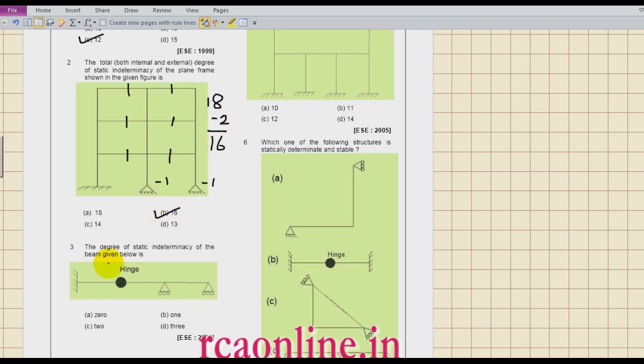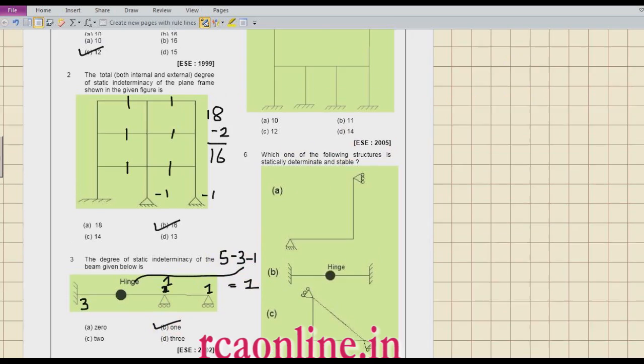A straight question: the degree of static indeterminacy of this. For beams we use the simple method. Fix gives 3 reactions, roller gives 1 reaction, and this roller also gives 1 reaction. So how many unknowns do I have? 5. Equations available 3, additional equation 1 given by the hinge. So what is the static indeterminacy? It will be 1. Clear?